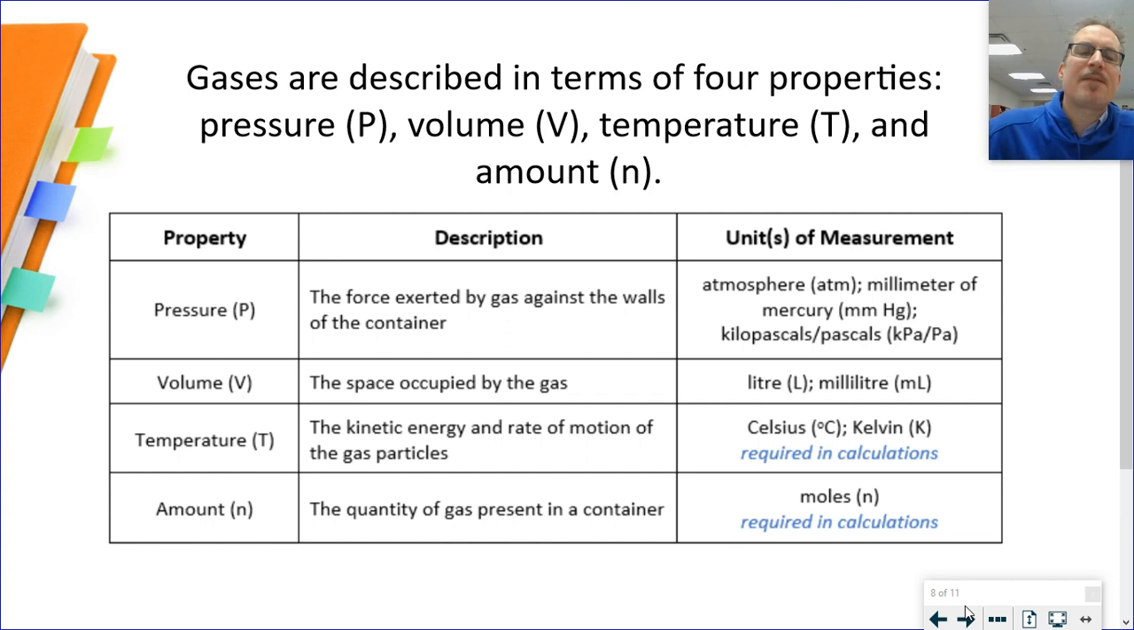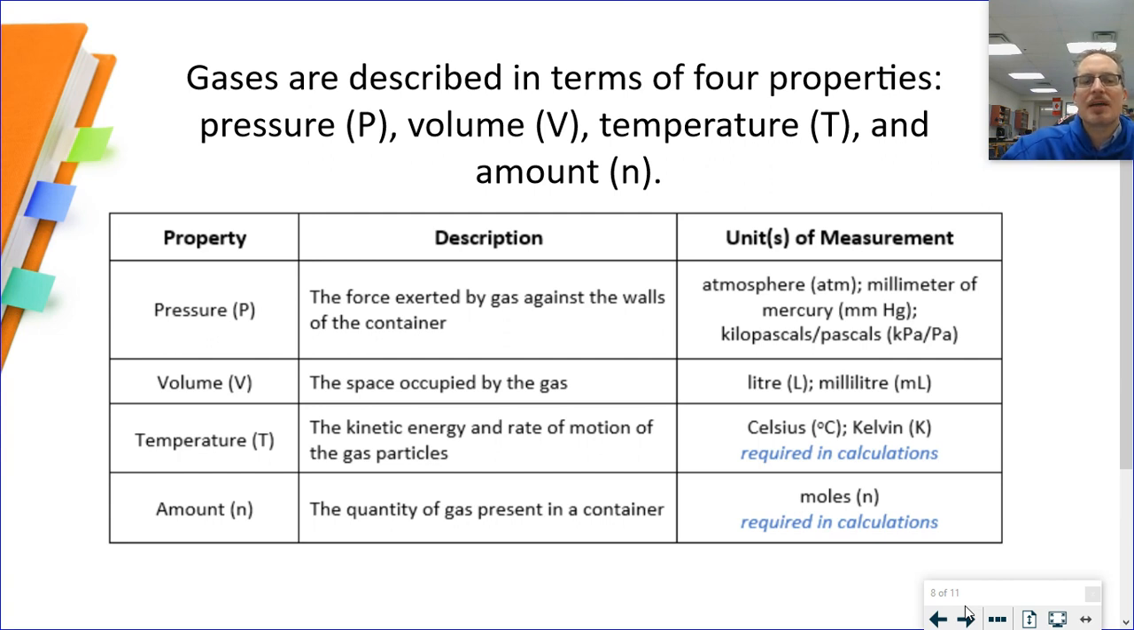Now, here, by far, if it was me looking at the most important slide, this slide more or less sets up this whole chapter. When I am talking about pressure, we are talking about how often the gas particles hit the side of the container. When we are talking about volume, we are talking about the spaces between gas particles. When we are talking about temperature, we are talking about how fast the gas particles are moving in a container.